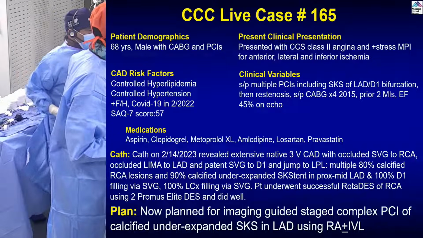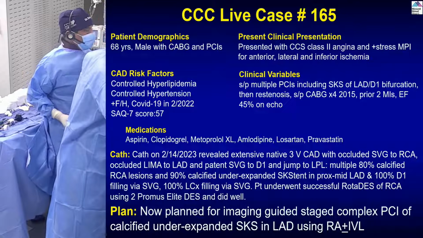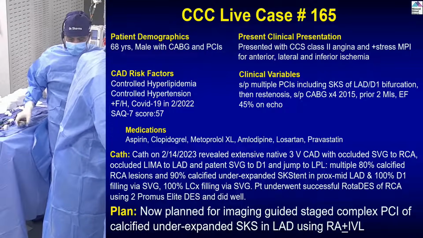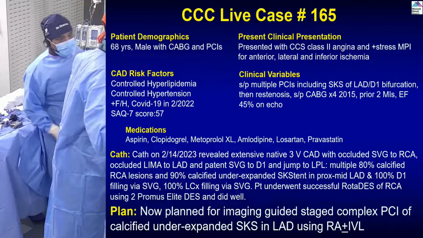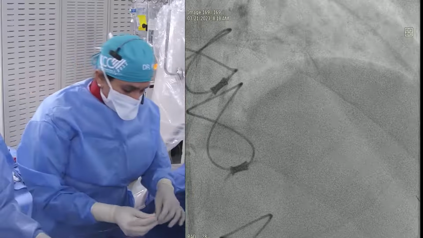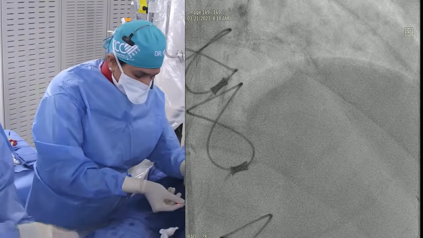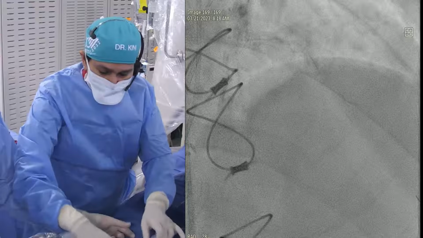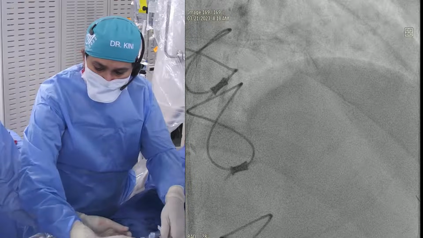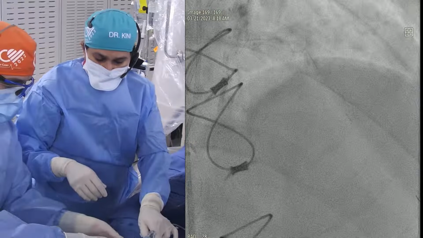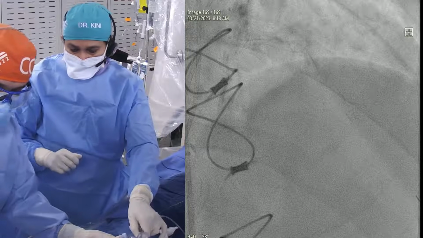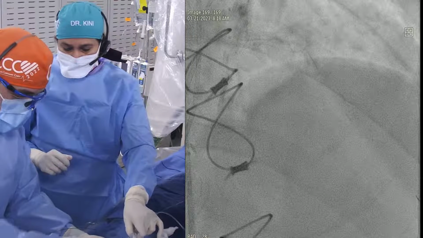So now the question in this situation: is IVUS better or is OCT better? That's a question. Kiski, what do you think? For this kind of mechanism of in-stent stenosis, I think OCT is better. And even this is a severe calcified lesion. For calcium assessment, OCT is also better, I think.